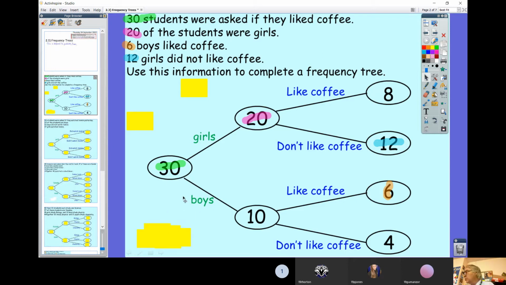So what I want you all to do, please, is just to go and complete the other 3 frequency trees. Once we have completed them, we might go back and use them to answer some questions which I will make up, some probability questions. But I want to make sure you get lots of practice of actually completing the trees. So that's the main part of the lesson.